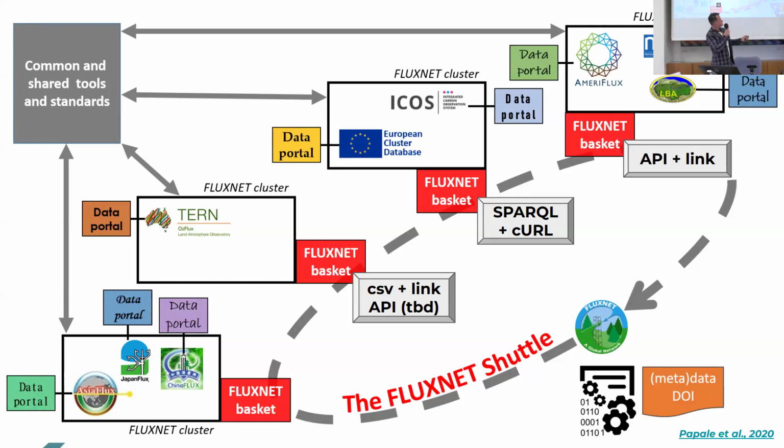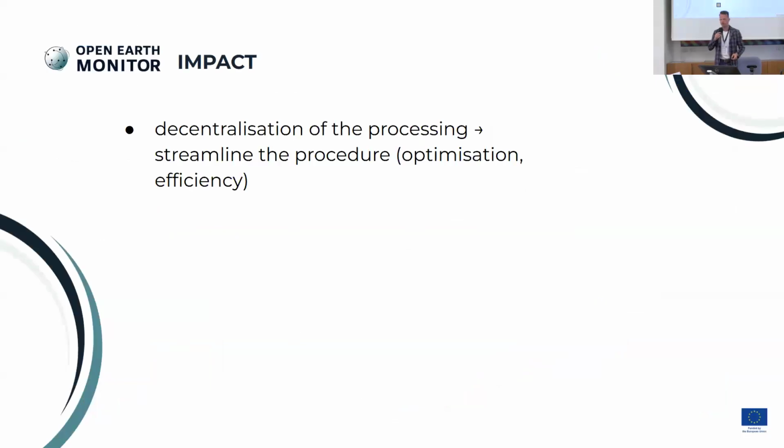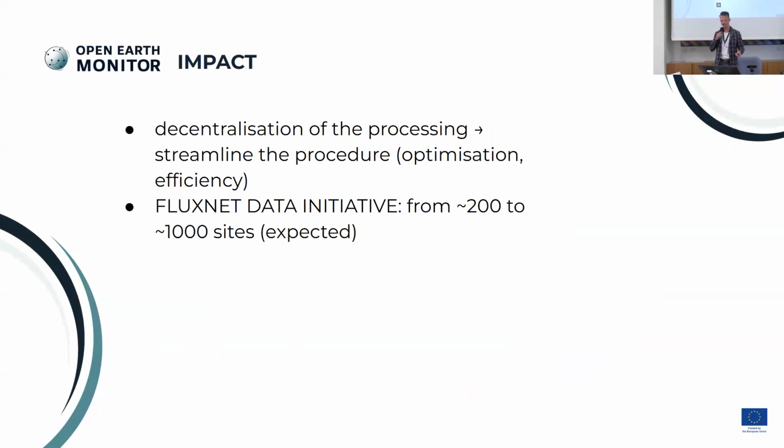And in AmeriFlux, you have an API system to query the metadata and the link to download the data. So what is the impact of this? In the first release, we had everything centralized in one place. Now the processing is decentralized across three data sets: ICOS, AmeriFlux, and OzFlux. This streamlines the procedure and increases efficiency and optimization of time.